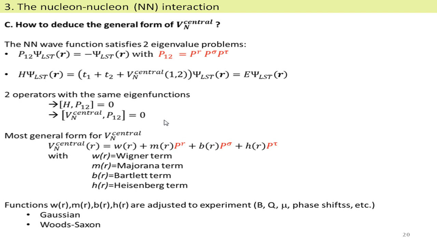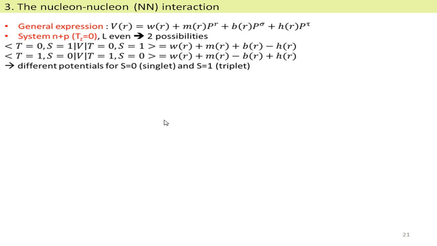And then you are left with these functions, W, M, B, and H. And these functions are now adjusted to experiment. And then there are different types of interactions, for example, Gaussian forms or Woods-Saxon or Yukawa expressions. But these functions here are fitted to experiment, to reproduce the binding energy of the deuteron, for example, quadrupole moment, magnetic moment, or something like this. So the general expression is written here.